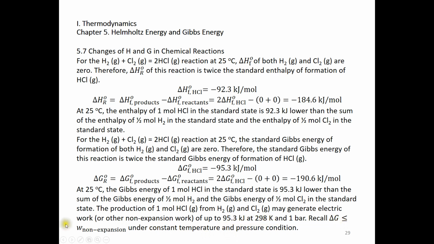Remember this equation. If delta G of the system is reduced by this much, we can provide some non-expansion work such as electric work. No more than 95.3, because delta G serves as the lower limit for non-expansion work under constant temperature and pressure condition.